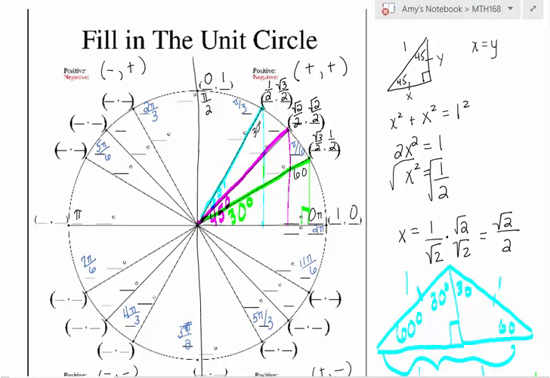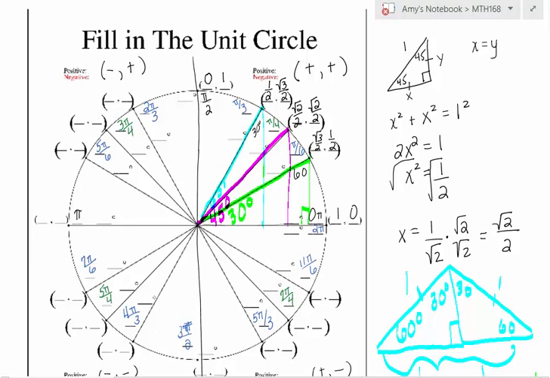And then another way, when you get into your 45-degree angles, you would say pi over 4, 2 pi over 4 is pi over 2, 3 pi over 4, 4 pi over 4 reduces to pi, 5 pi over 4, 6 pi over 4, which reduces to 3 pi over 2, 7 pi over 4, and then of course 8 pi over 4 equals 2 pi.